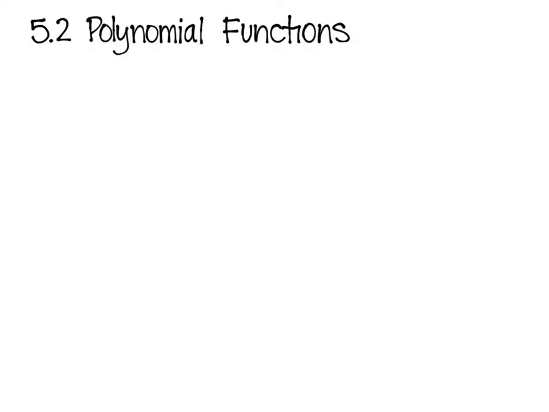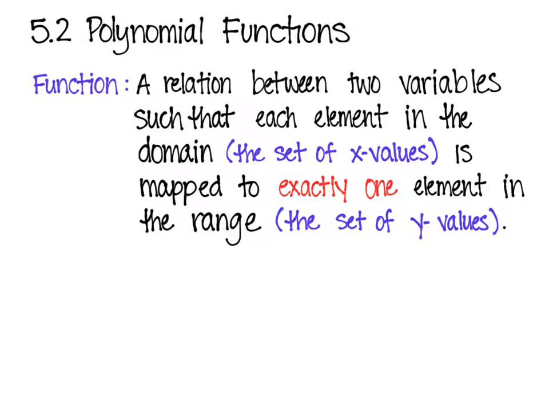This is a lesson for 5.2 polynomial functions. We first of all want to review what a function is. A function is when we have a relationship between two variables. And in that function there are various things. We have the domain and we have the range, the set of x values and the set of y values. And in that relationship, each x value has exactly one element in the y value set.